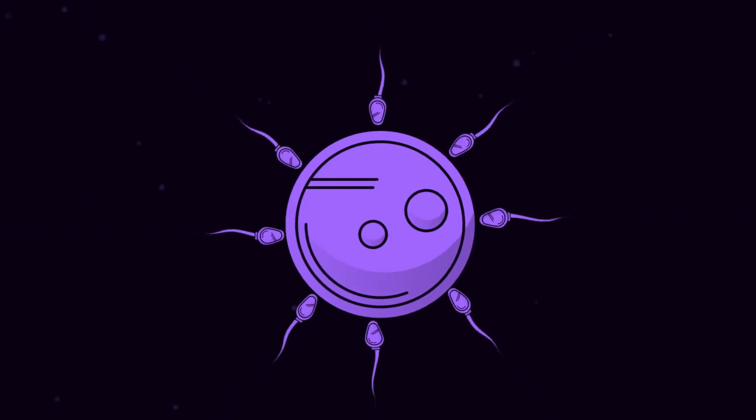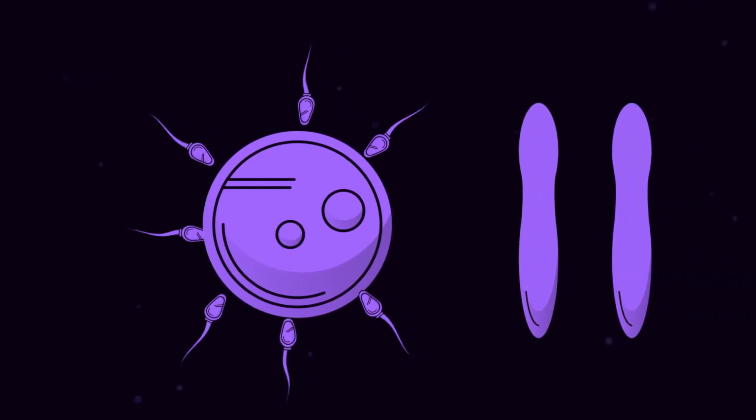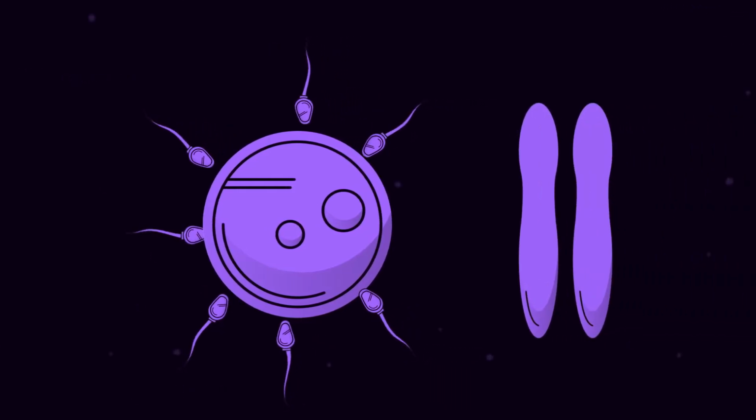When the sperm fertilizes the egg, the chromosomes pair up and become diploid. So they have to start at haploid so that there is room to pair.